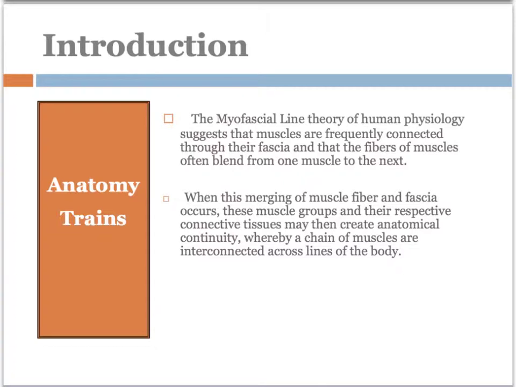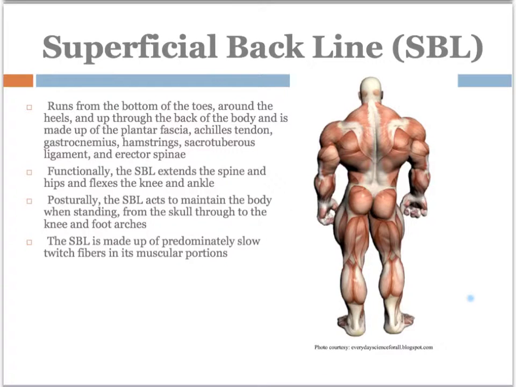There are 6 main myofascial lines that run through the body: the superficial front line, the superficial back line, lateral lines, spiral line, arm lines, and the deep front line. Today, we'll look at the first 4 of these. So we're going to start with the superficial back line.